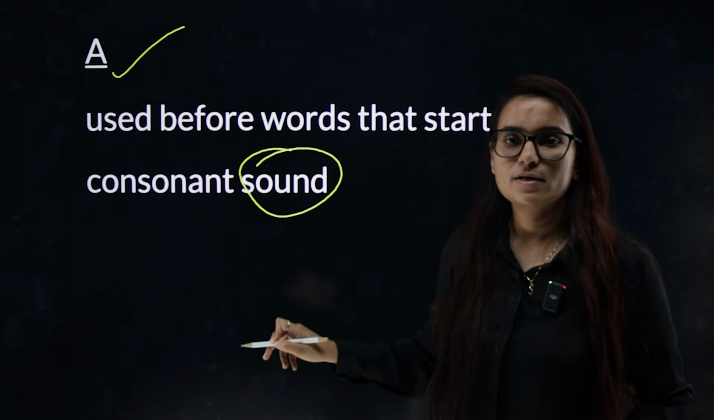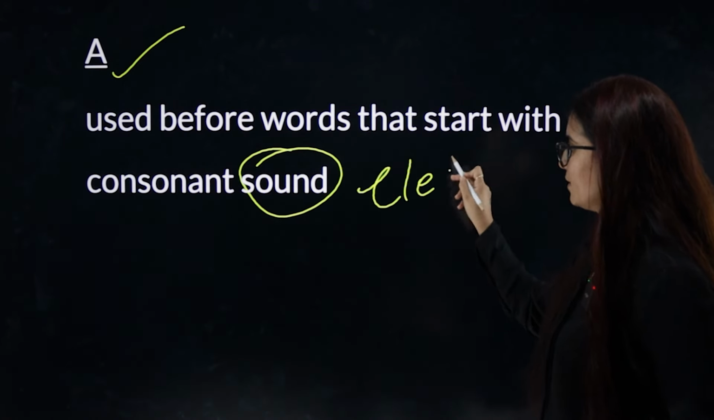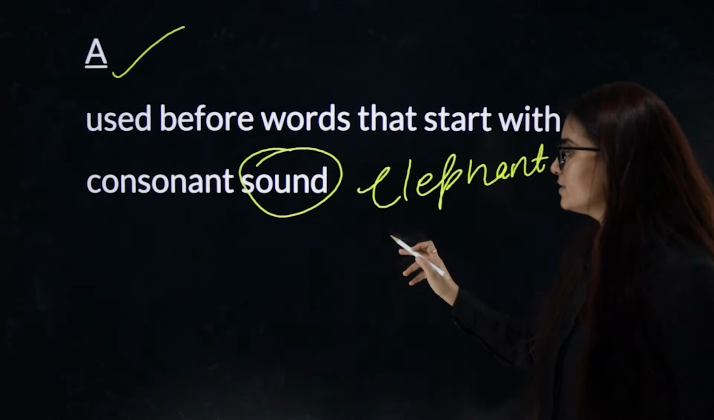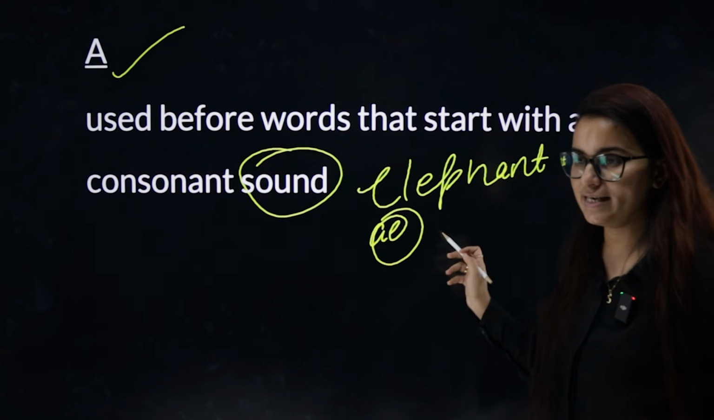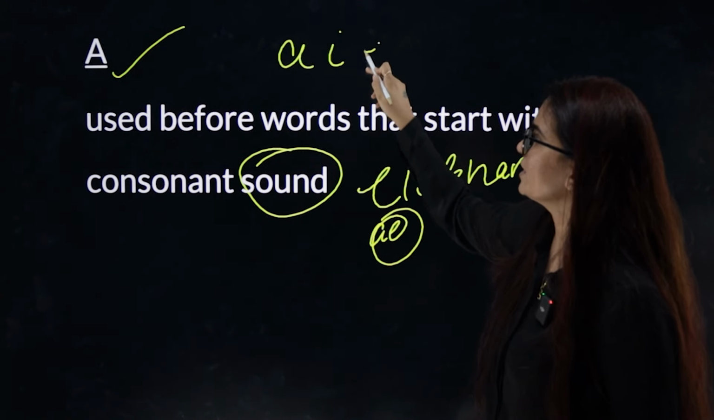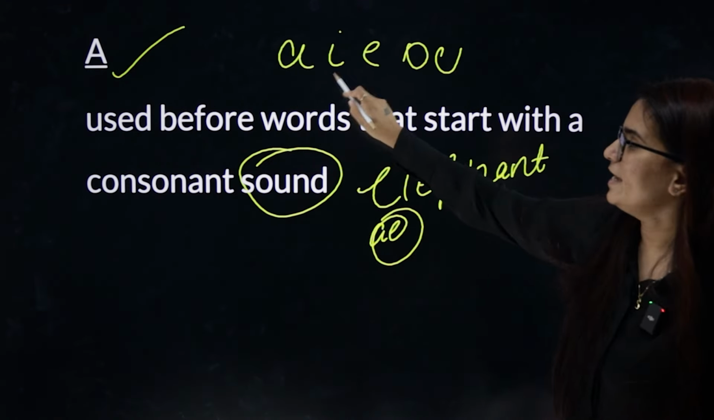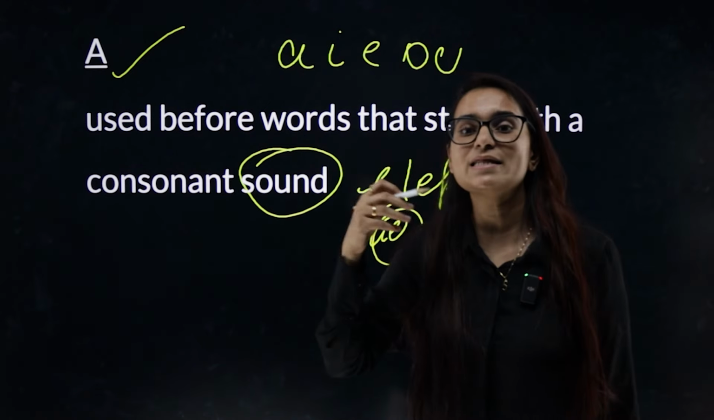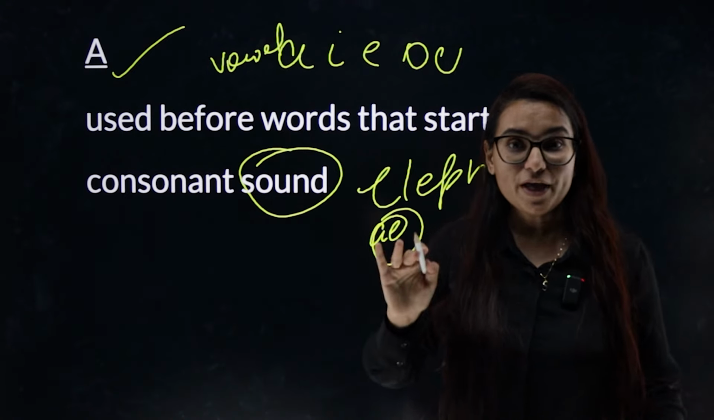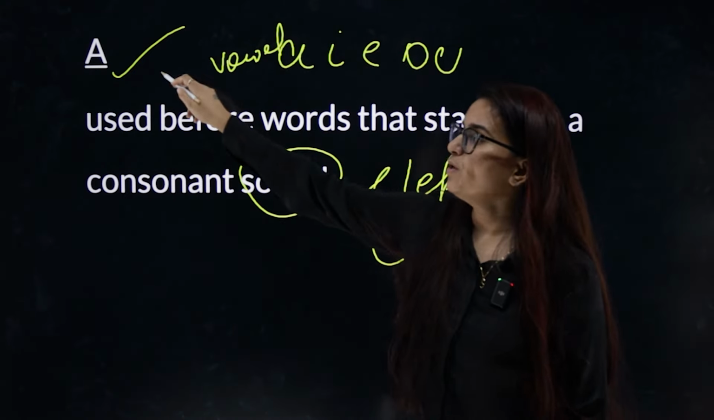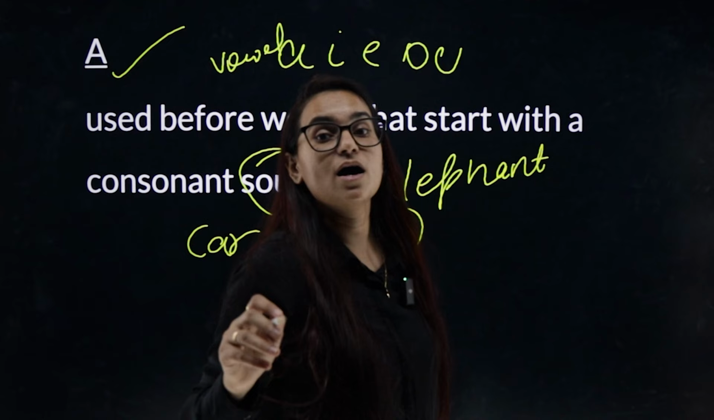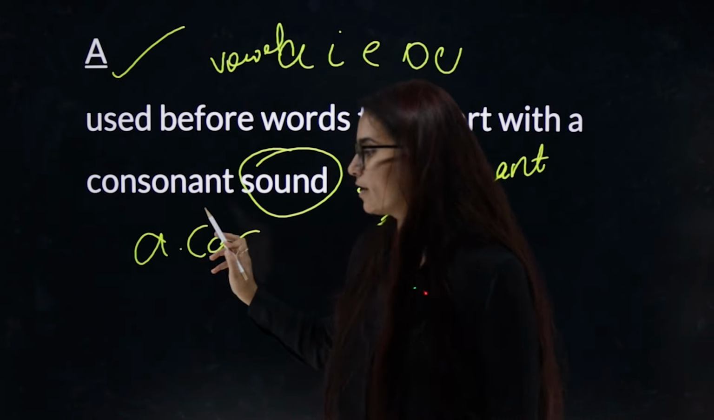This is important. So when I say elephant, what sound do you hear when you say elephant? The sound that I hear is this, eh. So this is not a consonant sound. We already know that there are letters such as A, E, I, O, U. If you hear these sounds, they are called vowels. Anything apart from that is called a consonant. So if you hear a consonant sound, you will put a. For example, when I say this word, car, the sound I hear is ka, K. So this becomes a car.